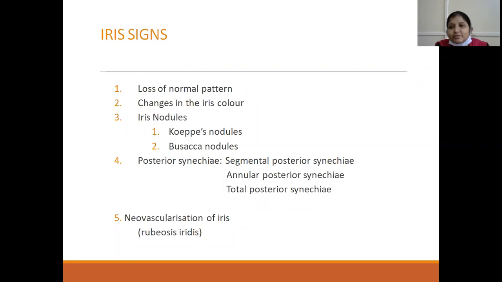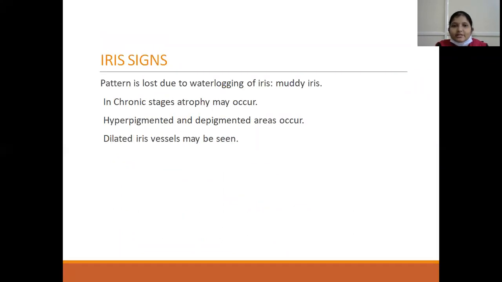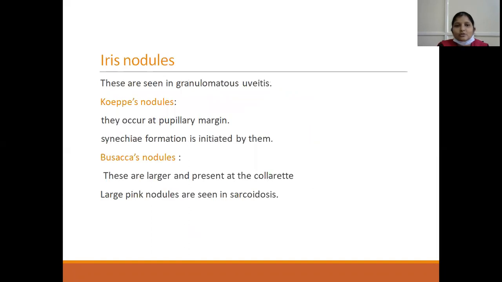And the other feature we see is neovascularization of the iris, that is called rubeosis iridis. So I have already described iris signs. We see there is waterlogging of the iris, so muddy iris, and in chronic stages atrophy can occur. So we can see hyperpigmented and depigmented areas adjacent, and dilated iris vessels can also be seen.